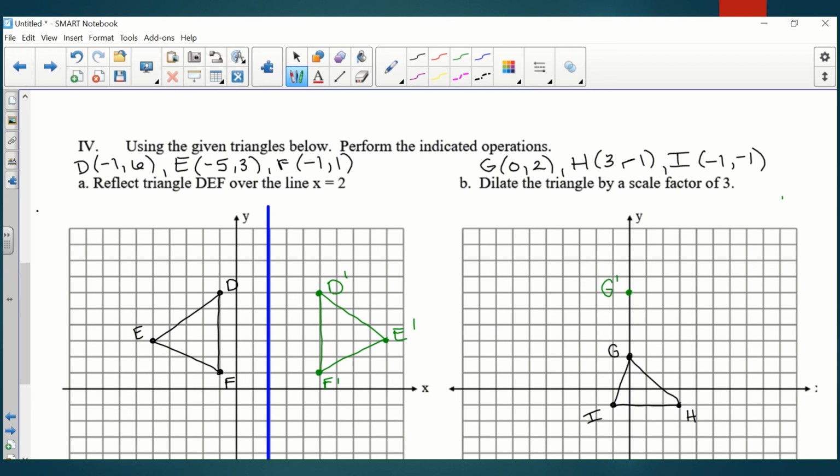3, negative 1 becomes 9, 1, 2, 3, 4, 5, 6, 7, 8, 9. Negative 3. There's H prime. And then I is going to become negative 3, negative 3. So here's I prime. All right. So now, here we go. Okay, so G prime, H prime, I prime is 3 times the size of original triangle GHI.